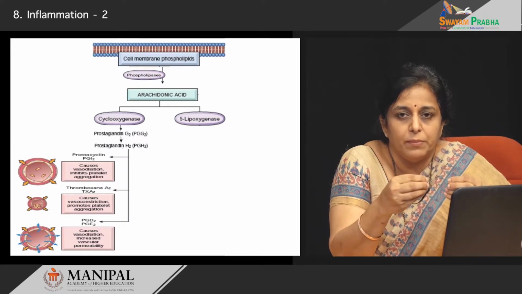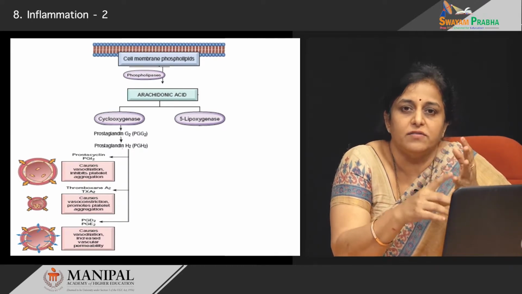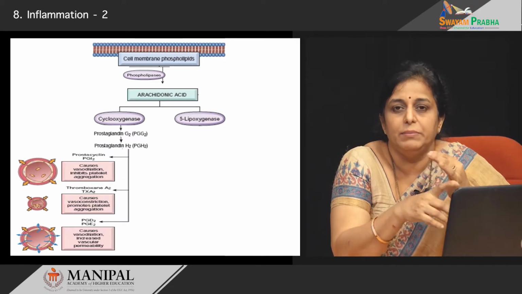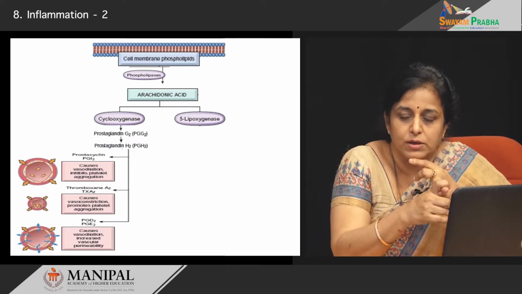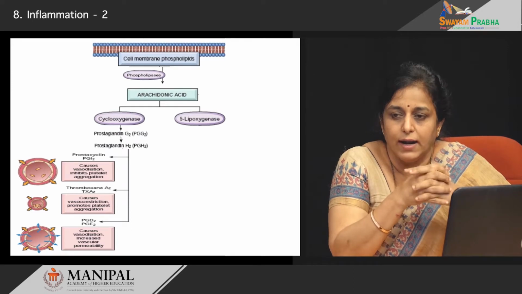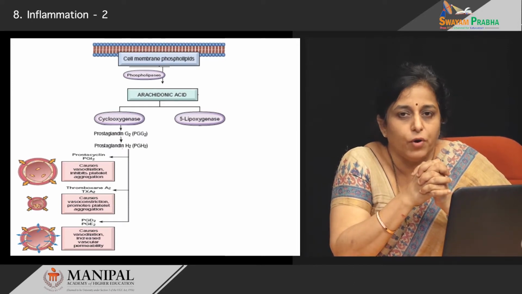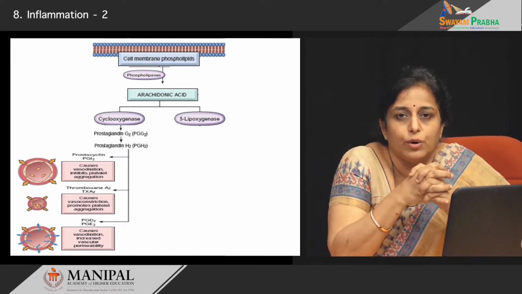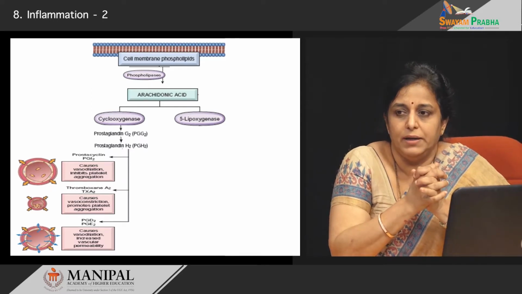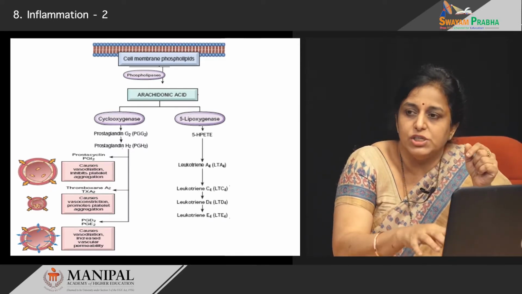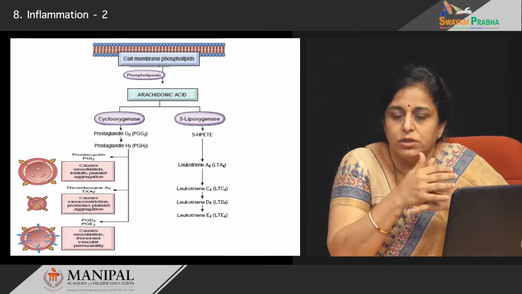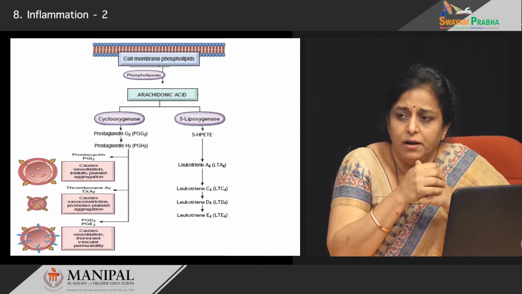So, increased vascular permeability, we learned so far, histamine causes increased vascular permeability, serotonin causes vascular permeability. Now, we learned that prostaglandins, most importantly D2 and E2, also cause increased vascular permeability. Now, through the lipoxygenase pathway, this is how the substances are generated.